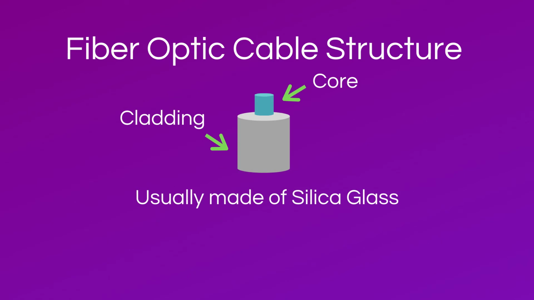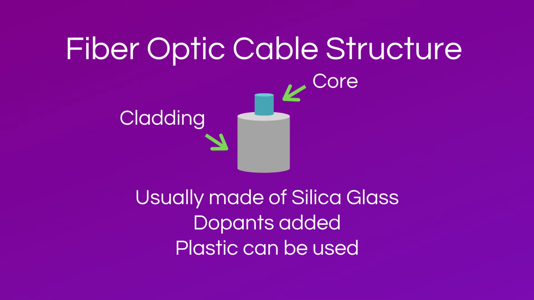The core and cladding are typically made of silica glass. Dopants, which are atomic element impurities, are added to the silica glass to create the slight refractive index differences between the core and cladding materials.